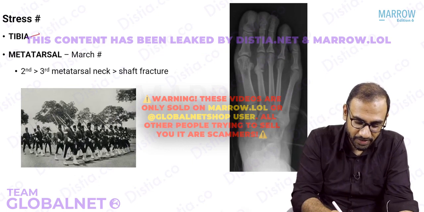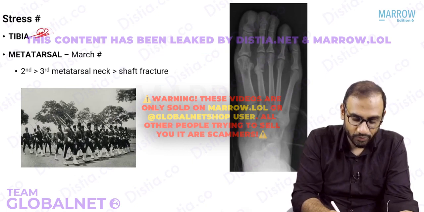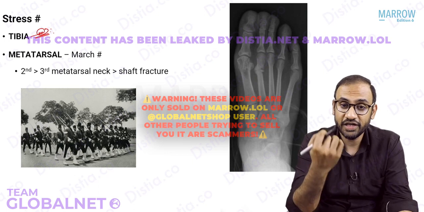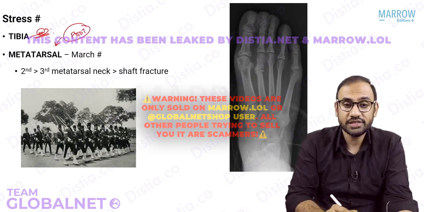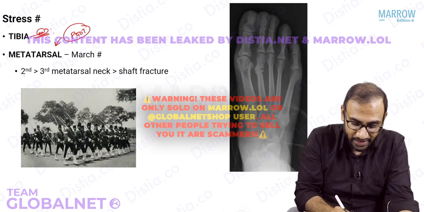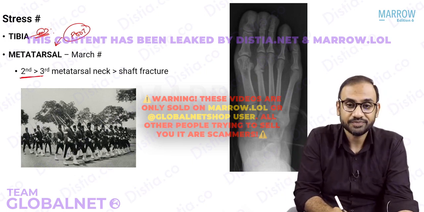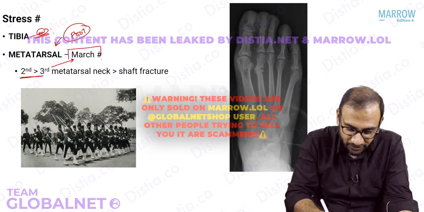Tibia. Okay, tibia is the most commonly affected bone by stress fracture. But if they specifically ask you in the foot, it is metatarsals. Which metatarsals? Second more than third metatarsal, and this is known as March fracture.